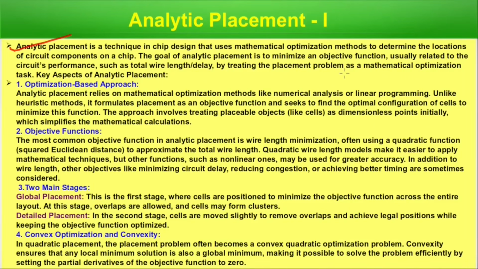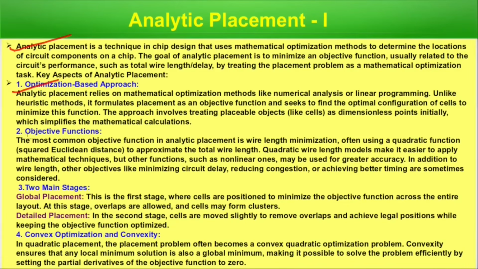So key aspects of analytic placement are like optimization based approach. Analytic placement relies on mathematical optimization methods like numerical analysis or linear programming. Unlike heuristic methods, it formulates placement as an objective function and seeks to find the optimal configuration of cells to minimize the function. The approach involves treating placeable objects like cells as dimensionless points initially, which simplifies the mathematical calculations.